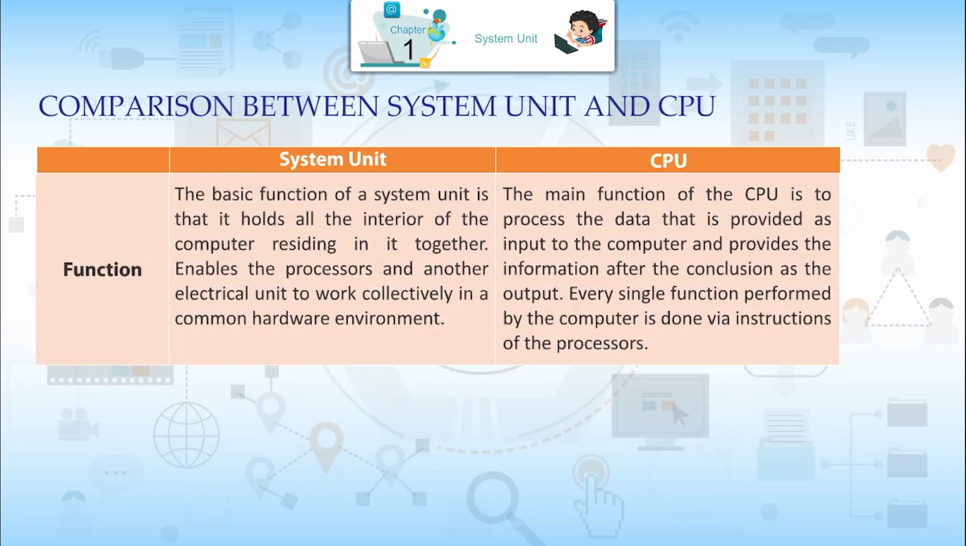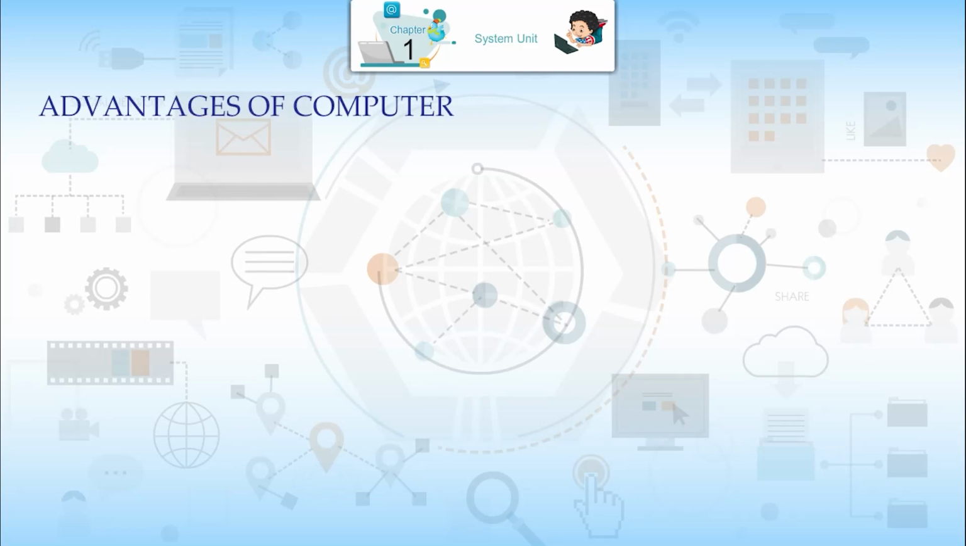Function. The basic function of a system unit is that it holds all the interior of the computer together. It enables the processors and other electrical units to work collectively in a common hardware environment. The main function of the CPU is to process the data that is provided as input to the computer and provide the information after the conclusion as the output. Every single function performed by the computer is done via instructions of the processors.